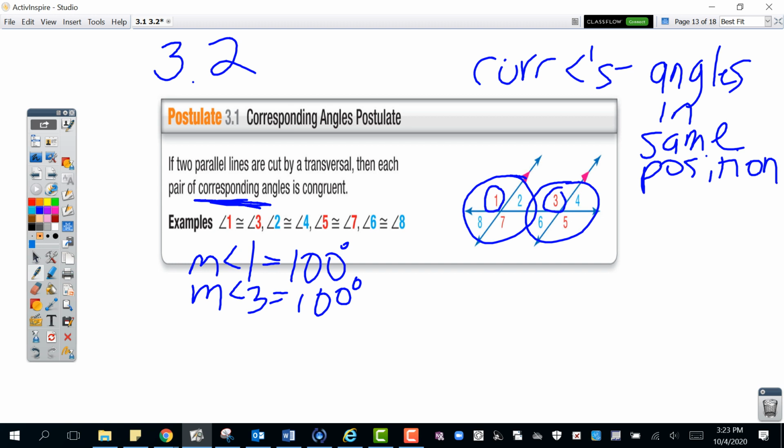So if angle 1 is 100 degrees, well, we know it's vertical to angle 7, so angle 7 is also 100 degrees. And 7 and 8, they're a linear pair, they're on a line, so they add up to 180. So if 7 is 100, 8 is 80. And look, angle 8 and angle 2 are vertical. Therefore, angle 2 is also 80. Well, we just said angle 1 was 100 and angle 3 was 100. But now angle 3 is vertical to angle 5. Therefore, angle 5 is 100.